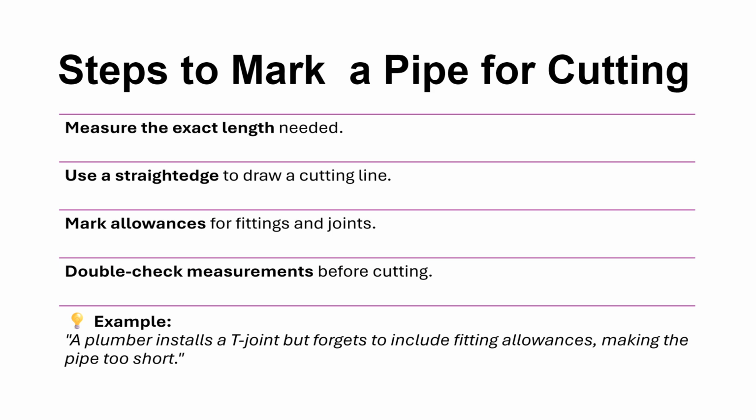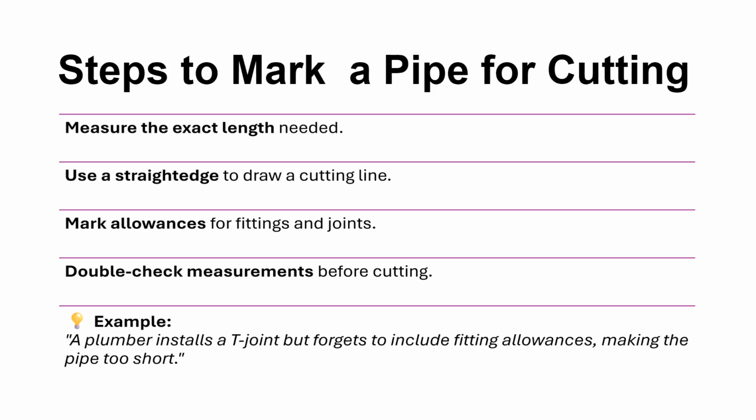Step 2. Use a clear, accurate marking tool. Use a fine point permanent marker or pencil. Not chalk, not your finger. Make your mark sharp and visible. Step 3. Square the mark around the pipe. Use a straight edge, square, or pipe wraparound to make your line all the way around the pipe. This ensures your cut is straight, and that's crucial for tight fittings.